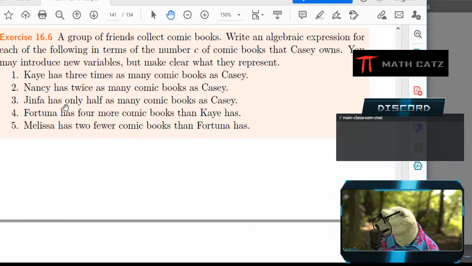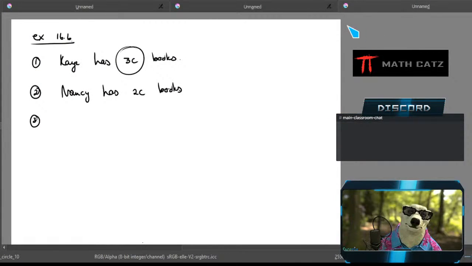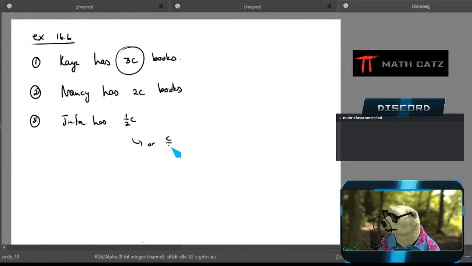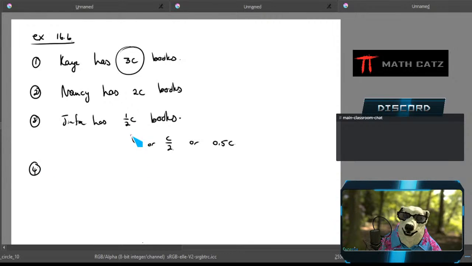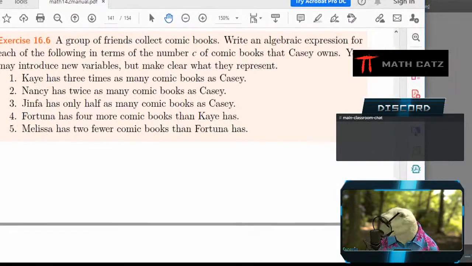Number 3, Jinfa has only half as many comic books as Casey. Half as many. Jinfa has, now you could write a half times C, or you can write C over 2, or you can write 0.5 times C. I don't care. Do whatever makes you happy there. Because they're all equivalent. And I can represent the number of books using the existing variable. Doesn't matter to me which one of those you pick.